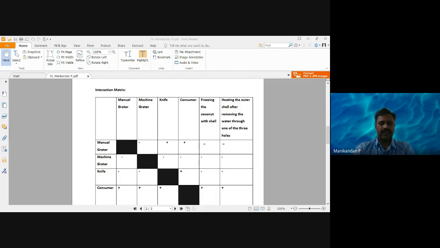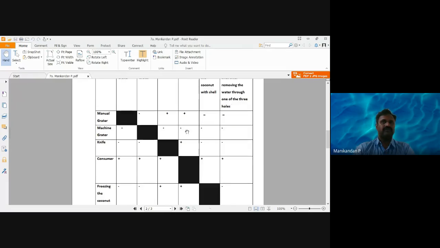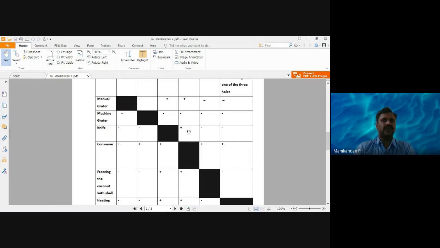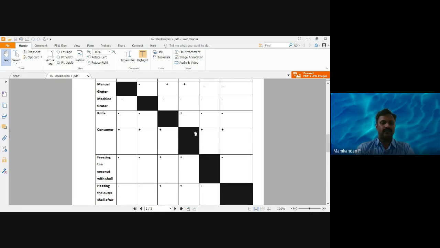Through this matrix, what I found is that mostly, I also went on the internet before doing this project to see what housewives do as shortcuts. They're doing some shortcuts like heating the coconut after breaking it, putting it in a water bath and heating it. After heating it, the kernel comes out. Or they are freezing it in the freezer and the kernel comes out. All this takes time, and it also changes the taste.